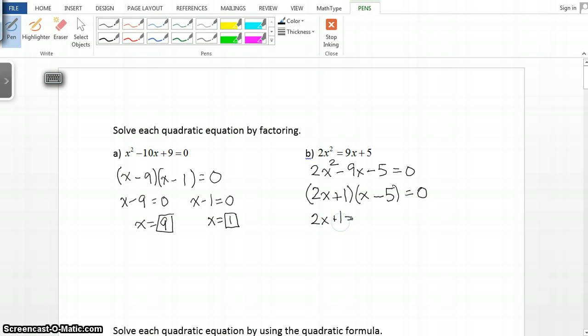So set each factor equal to 0 and solve for x in both cases. My first case, I'll get x is negative 1/2. That's good. And x equals 5 is the other answer. You can check both of these in your original equation. Check one at a time, obviously, and both of them will work. So that's an example of solving a quadratic equation by factoring.